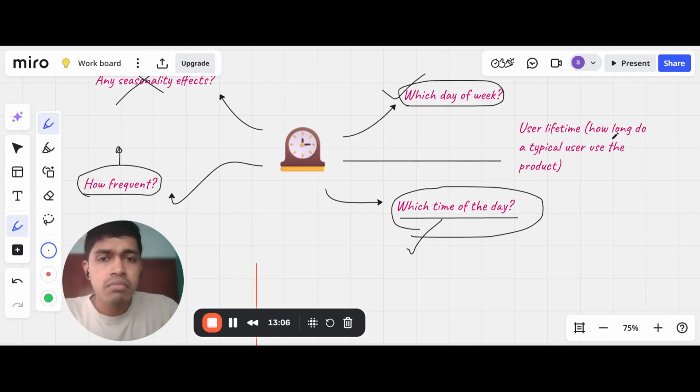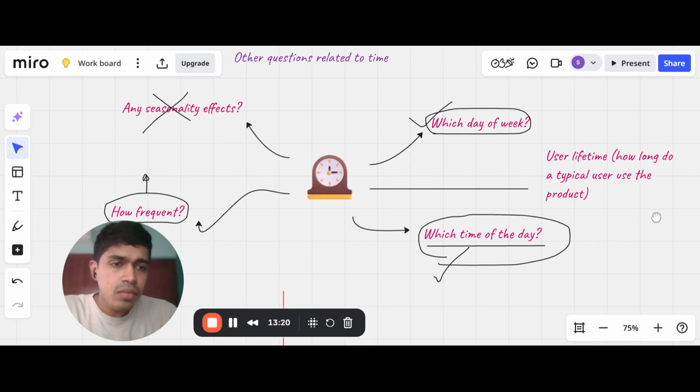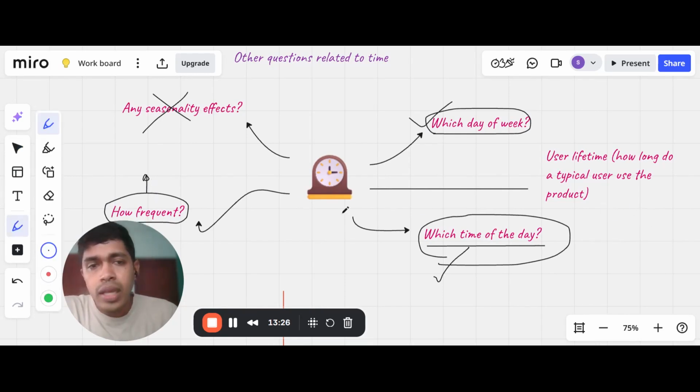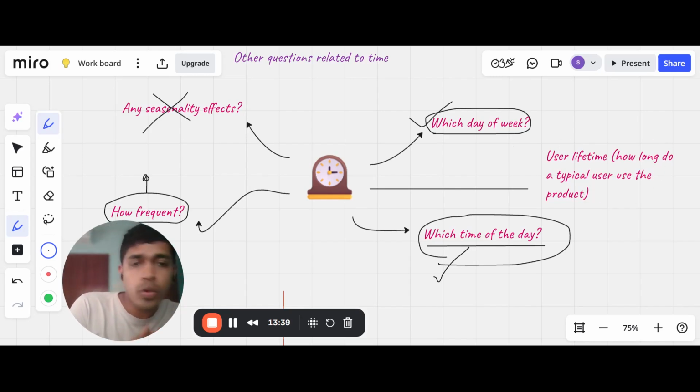Yeah, and sometimes I ask this as well, like the user lifetime. How long does a typical user use the product? So this is another part of the problem. This can be a very important part. If the user is only using it once in a year or something, or if the user is using it every day, you don't know, right? When you get the problem statement, you don't know the answer to these questions.